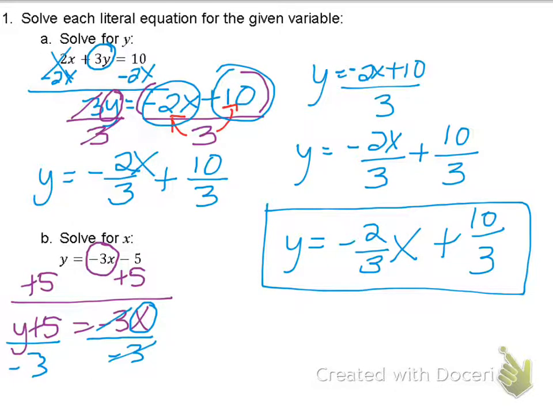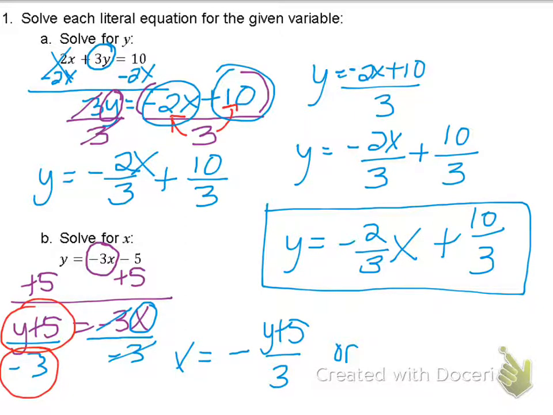So then we would have x equals, now just to point something out here, we have a positive expression in the numerator and a negative in the denominator. So that's going to make this whole expression negative. So we can write x equals negative y plus 5 over 3, or we can write it as x equals negative y over 3 minus 5 over 3. So two different ways for that one as well.